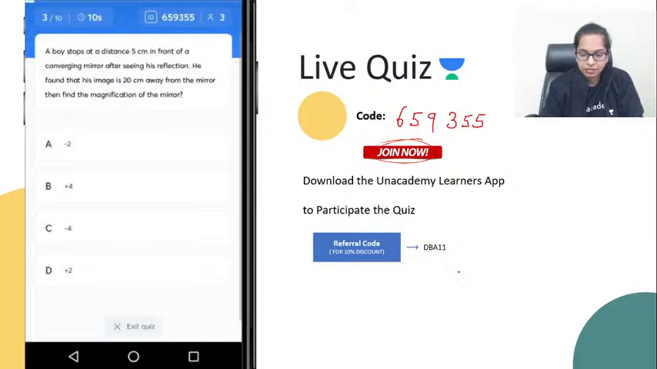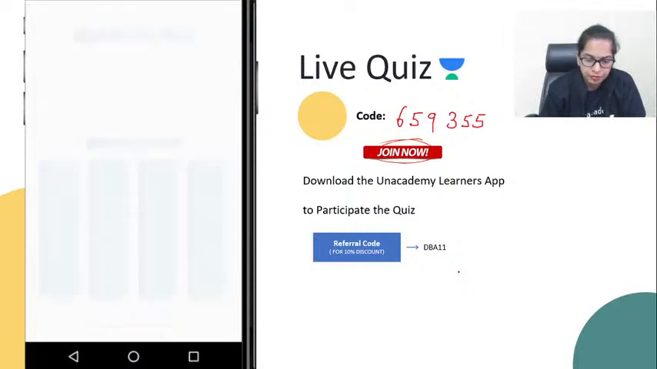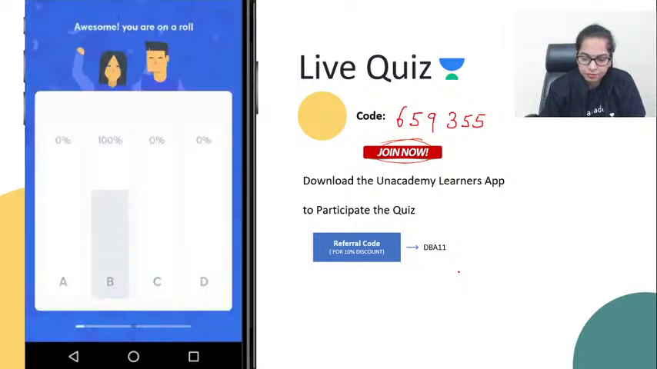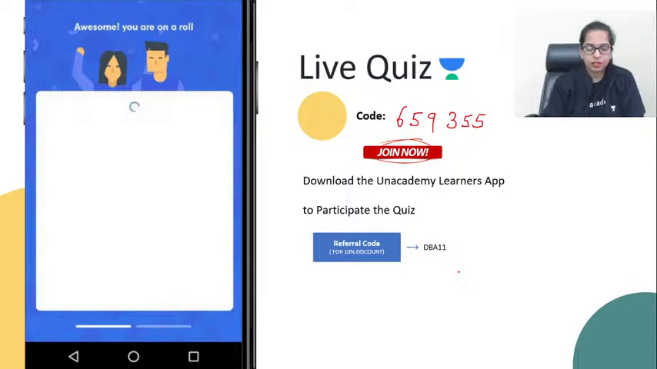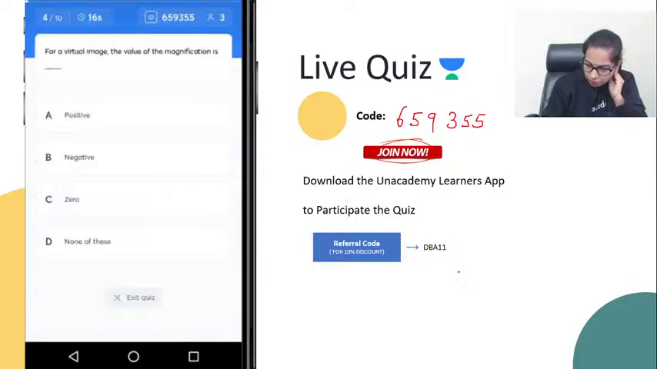Only Lavanya is answering. The rest of you also do it. A boy stopped at a distance of 15 centimeters. Okay, we cannot increase it right now. Lavanya, next time I'll increase the time. The timer is not slow, you are marking slowly. Mark quickly. Only 20 seconds we have. Lavanya again. Lavanya not able to mark? Saf, where are you marking the answer?